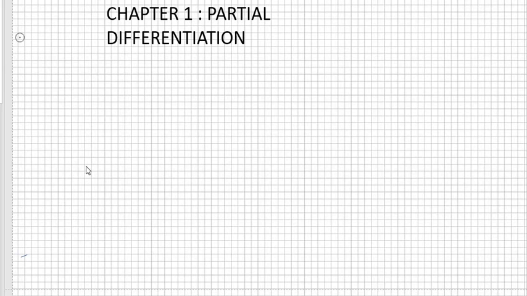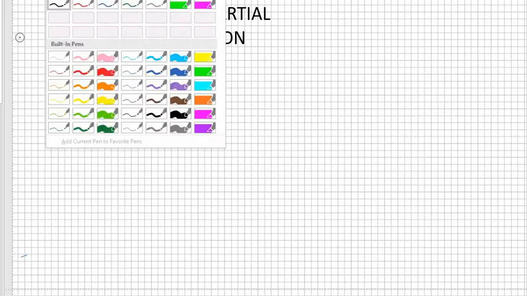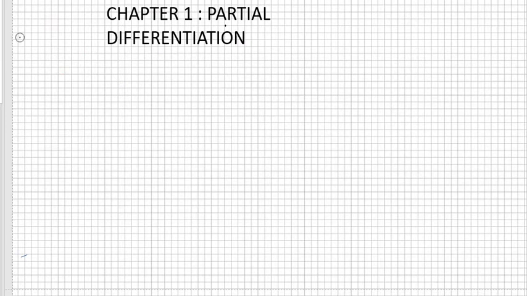Partial differentiation. So partial differentiation is basically applied to multivariable functions. So basically, there are two types of function.